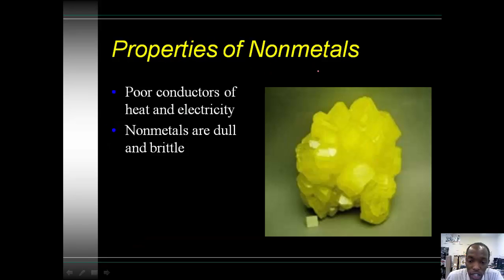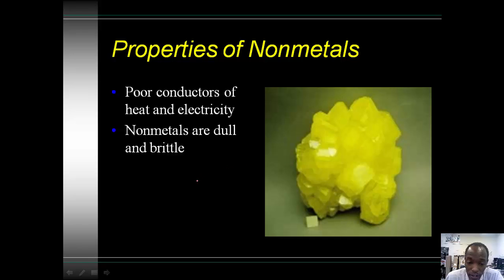Properties of nonmetals: they are poor conductors of heat and electricity, which means they don't transfer heat or electricity very easily, which makes it a good thing. That's a good property to have when you need to work with electrical equipment, or equipment that gets hot. You prefer to use something that does not conduct heat or electricity very well. And then nonmetals are dull and brittle. As you can see, it's not nearly as shiny as metal, and brittle.